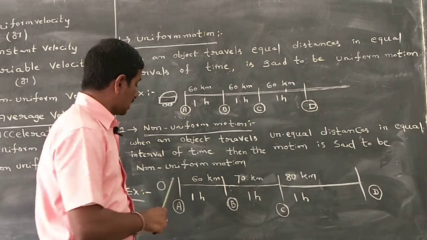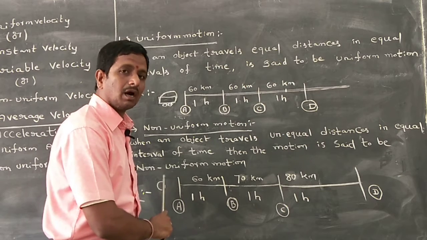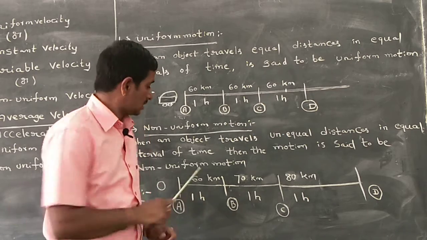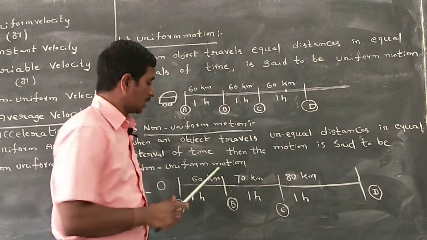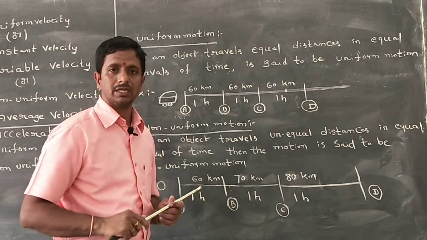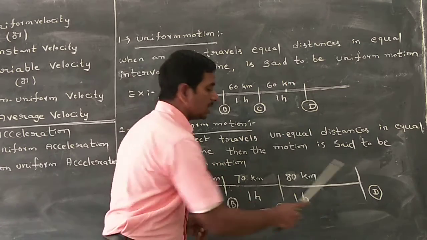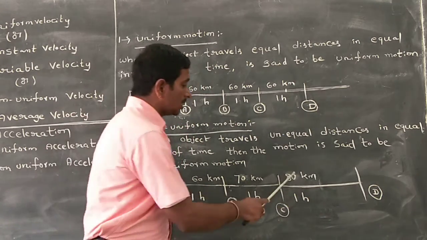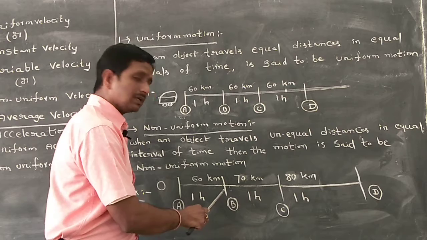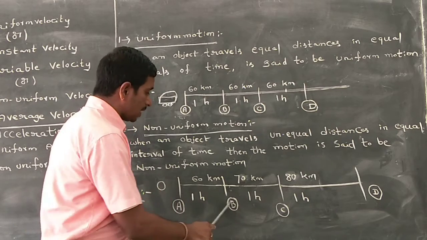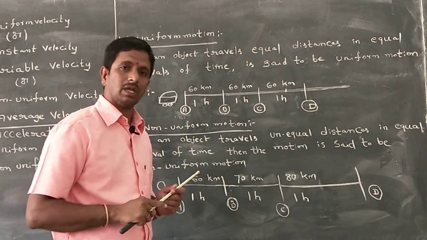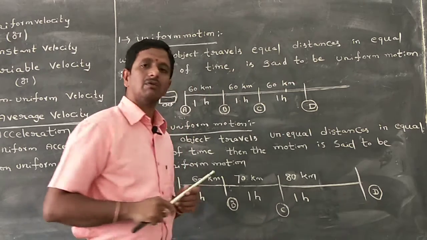In this case, the body or an object or a vehicle from A to B covers a distance of 60 kilometers, B to C covers a distance of 70 kilometers, and from C to D covers a distance of 80 kilometers. But it took the same time: from A to B 1 hour, from B to C 1 hour, and from C to D 1 hour only.